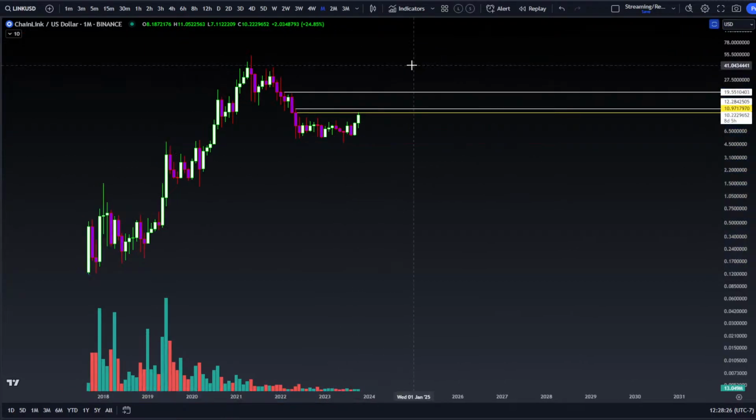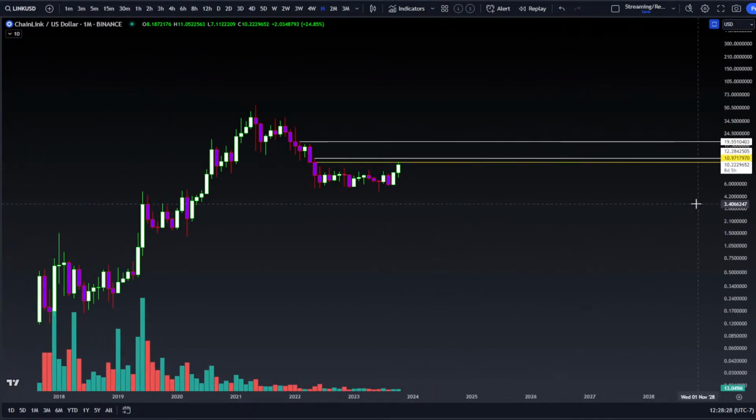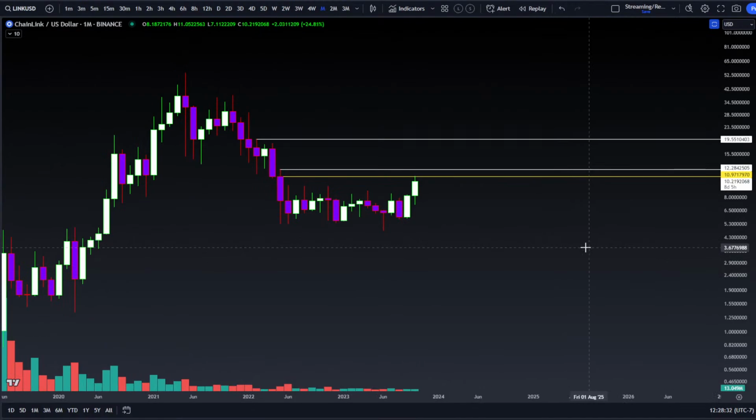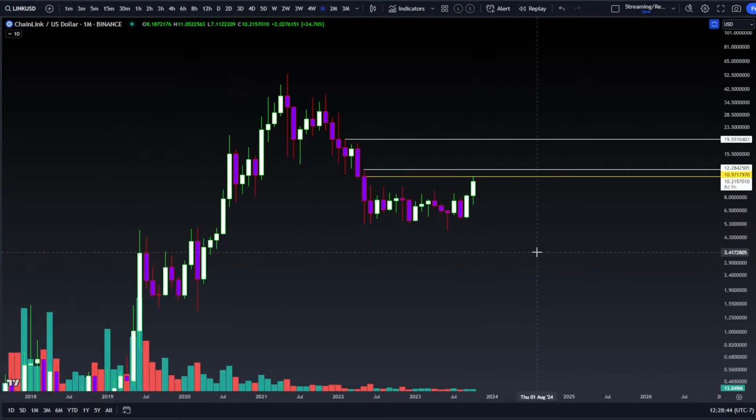I mean, once Bitcoin starts breaking highs, Link is looking very strong. It is the oracle of everything, so it could rip faces, but it's not my first take on it. One step at a time. It's trading at $10.